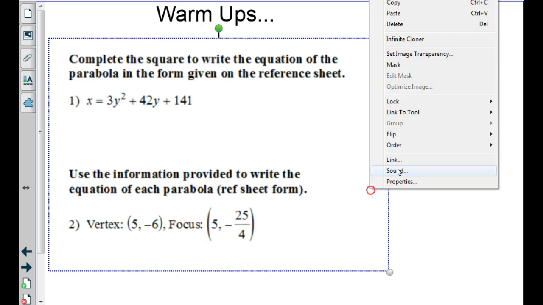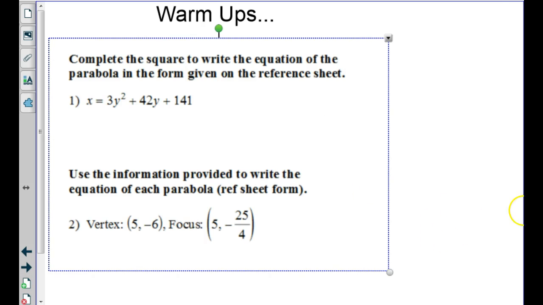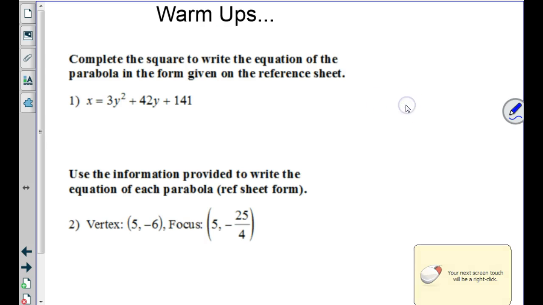Yes. Yeah. All right. So the first one here is a completing the square question, and we did these yesterday. Does anybody remember how we started this out? Yes. Okay. So the x is over here by itself.